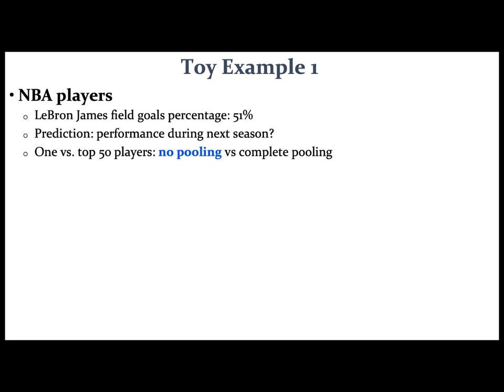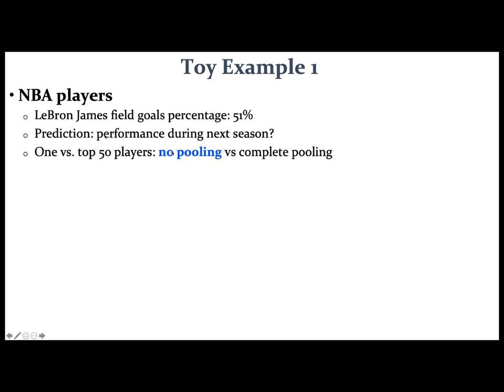However, if I change the topic, let's make predictions for all the top 50 NBA players, instead of just LeBron James, this one player. Then what are we going to do? Are we still going to adopt the same strategy, using each player's current performance as a prediction for his next season?